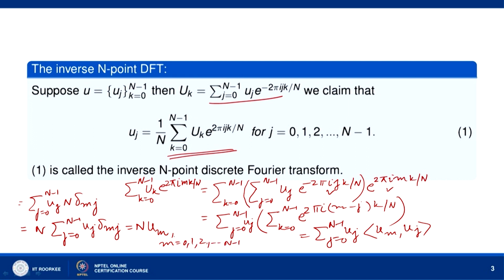Now, we can replace m by j, and then we have u j equal to 1 by n. This n will go here, sigma k equal to 0 to n minus 1, u k e to the power 2 pi I, replacing m now with j, so j k by n. So, this is how we find the inverse n point discrete Fourier transform.